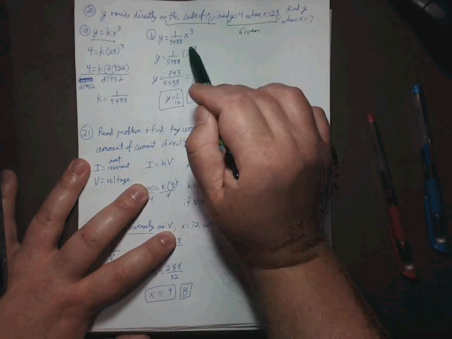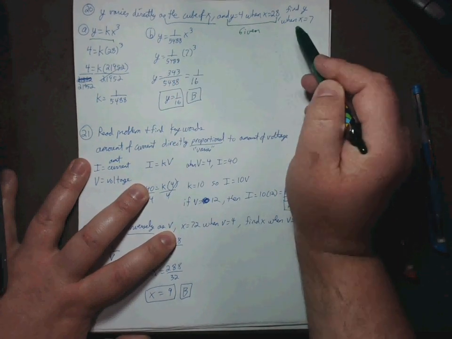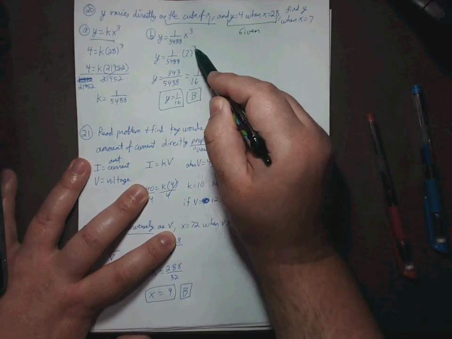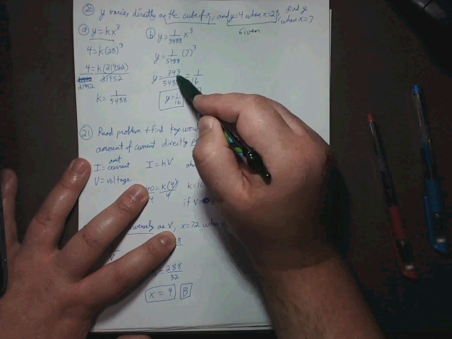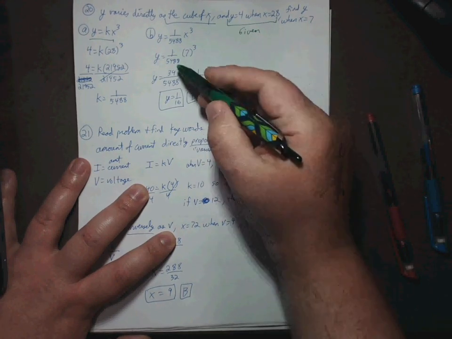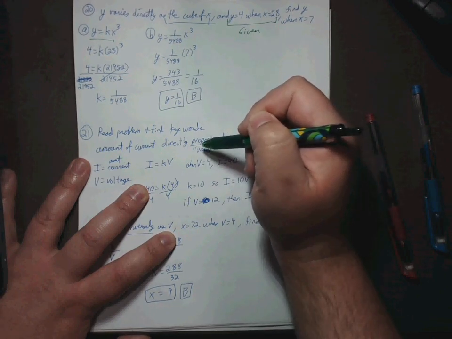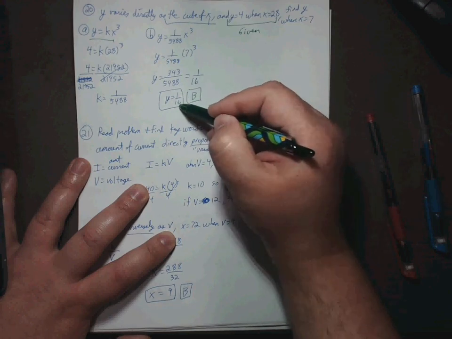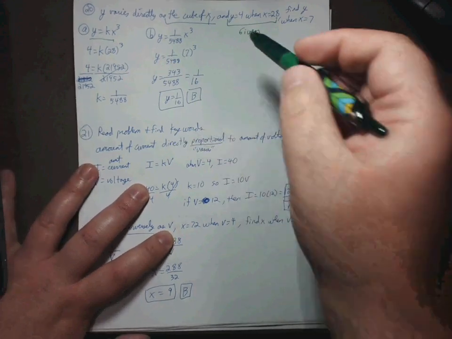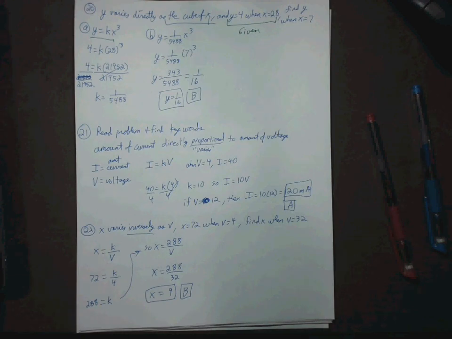Okay, so now we have k. So this is our formula here. Okay, that turns into that. Well, it says, okay, find y when x equals 7. Plug 7 in to x. So it's 7 cubed. Well, it's 343. Divide that by 5,488. That actually goes into that 16 times. So y equals 1 over 16 when x is 7. So your answer is B. At this point, you're just plugging in values and solving for what you don't have.